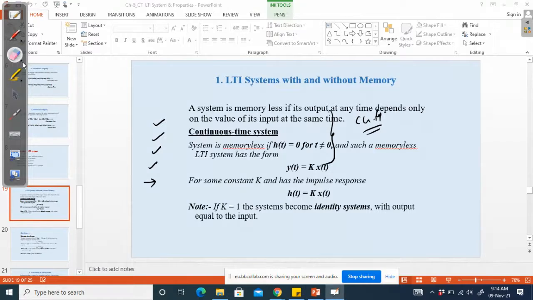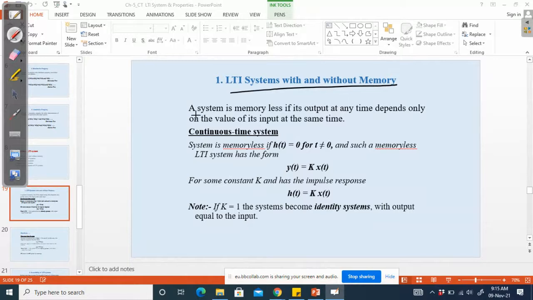Now first property is what? System with and without memory. A system is memoryless if its output at any time depends only on the value of its input at the same time. Means output doesn't depend on past and future. So it means system is without memory.